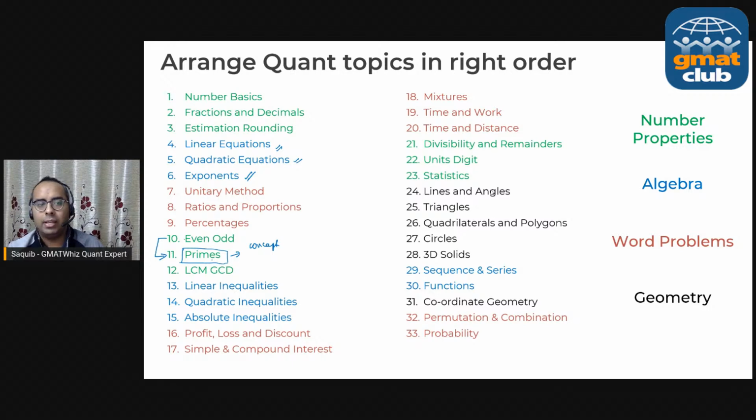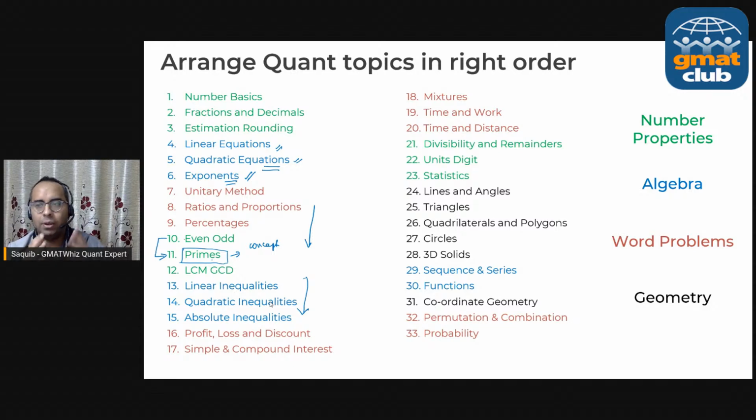This will ensure that as you move ahead, going down the table, you will always be able to apply the concepts that you learned before in the future topics also. And the mistakes you make in future topics would not be because of something you might not have learned before. So you don't have to wait to complete algebra to start number properties or something like that.